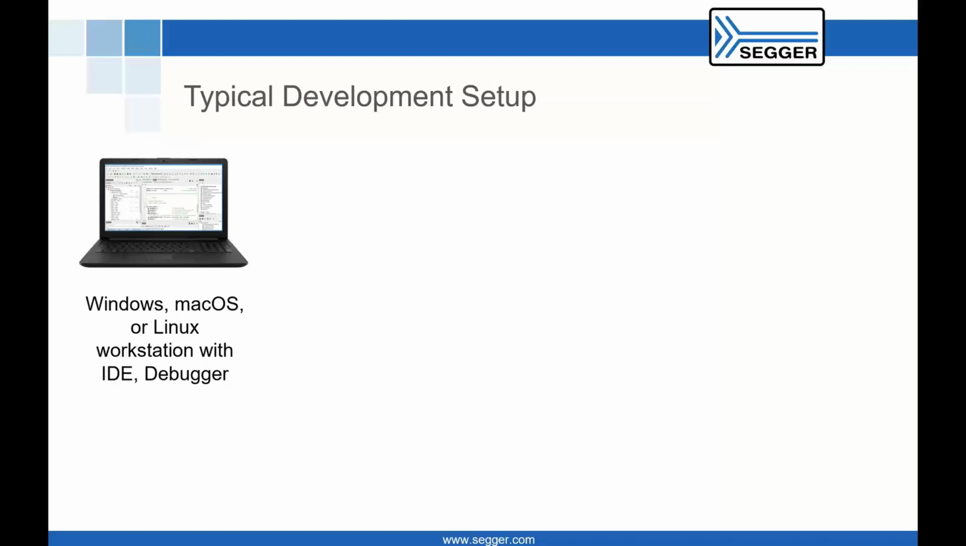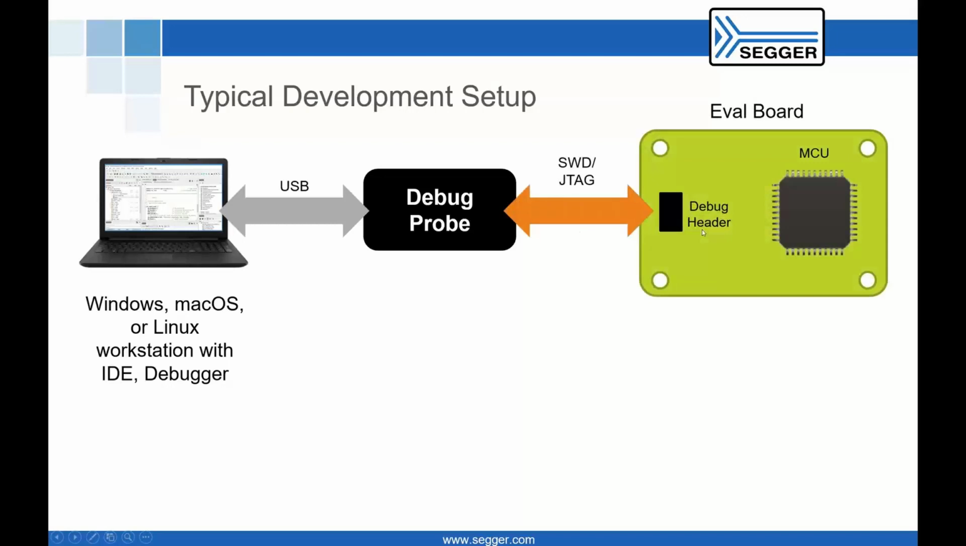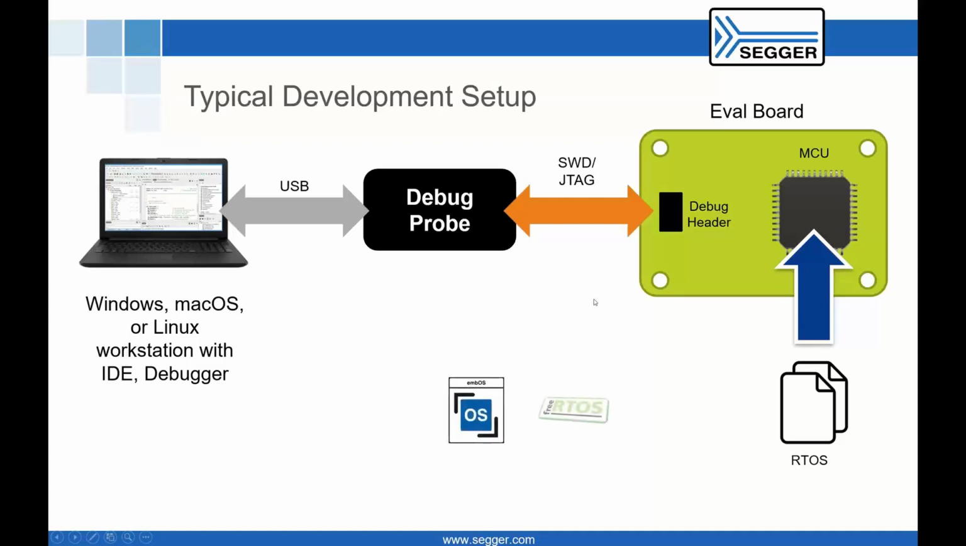So when we look at the typical development setup, usually you have a computer with Windows, Mac, or Linux, which is your workstation with your IDE and debugger on it. You have some kind of debug probe connected over USB, and then over SWD or JTAG, you're connected to this eval board that's been used for this proof of concept, which has the MCU of choice on it. And obviously, the task is to find an RTOS and get it on there and show something working pretty quickly.